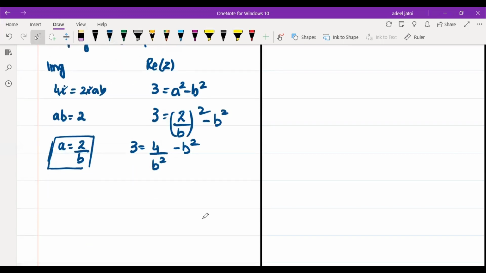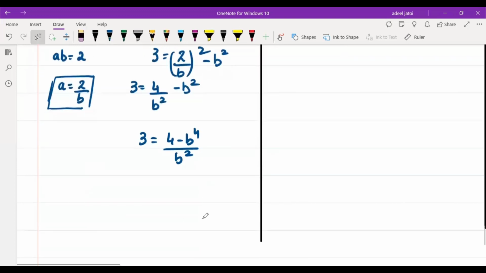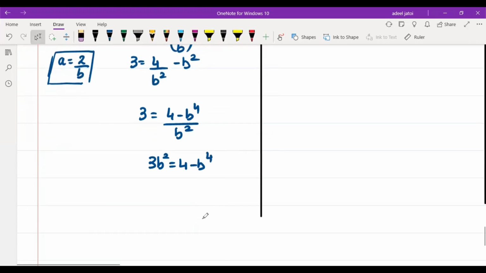Can we take the LCM of b square? So it will give me b to the power 4. And 3 is equal to 4 minus b to the power 4 upon b square. And working it out, 3b square is equal to 4 minus b to the power 4. Now we can see that we have a disguised quadratic equation here.